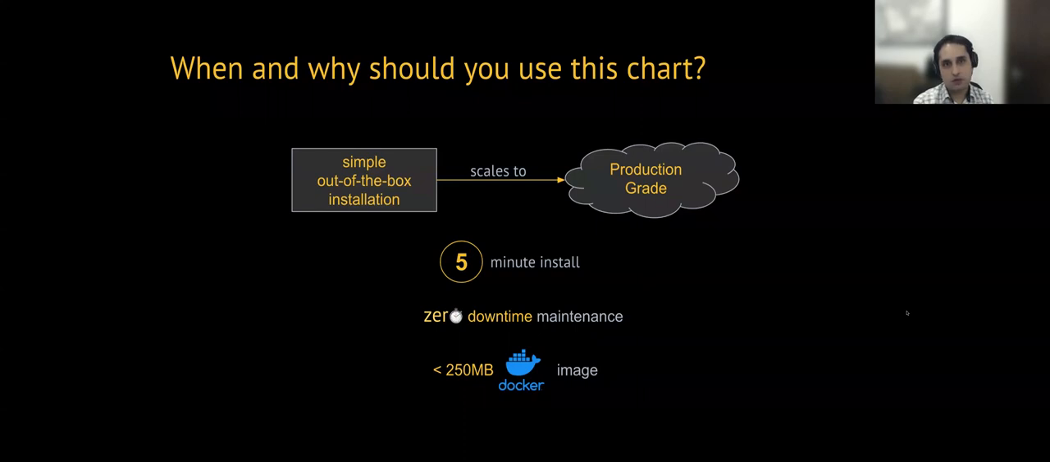So when and why should you use this chart? This Helm chart has been designed for systems administrators who want to take advantage of containerization. So you can start off with perhaps a simple out-of-the-box installation. It takes less than 5 minutes to go from nothing at all, just basically bare bones Kubernetes cluster, to a working version of Galaxy with CVMFS, the database itself, and all other requirements installed.